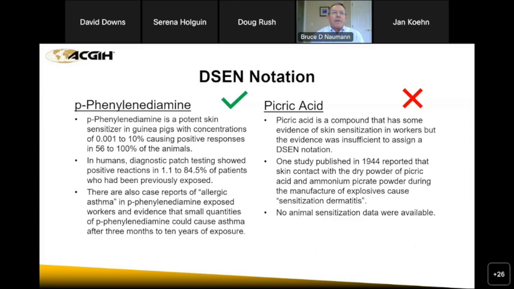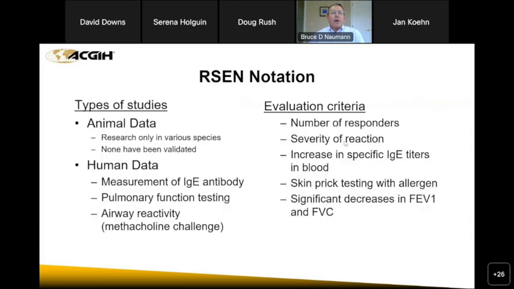And so the phenylenediamine was a potent skin sensitizer in guinea pigs at very low concentrations, up to 100% responding. We had human data. So the data were very clear for that compound. Whereas picric acid, yes, there were a few reports, but it wasn't clear what was going on. And it might even have been just irritation that was doing it. So although there were some data, it wasn't sufficient to assign a DSEN notation in that case for picric acid. RSEN notation, same thing.